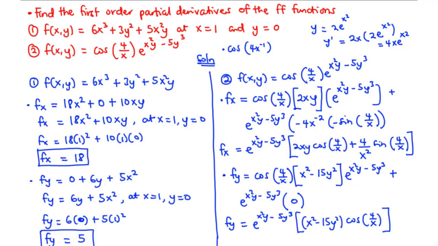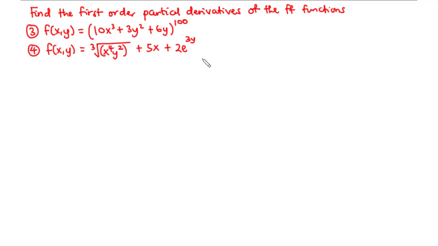Now let's move on as we take some more examples. So for example 3, we have the function f of xy equals 10x cubed plus 3y squared plus 6y, all exponents 100.